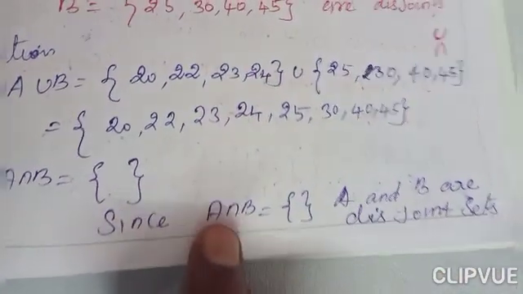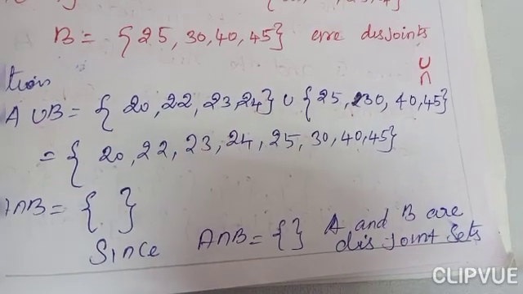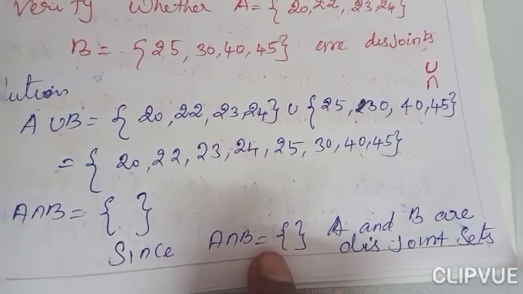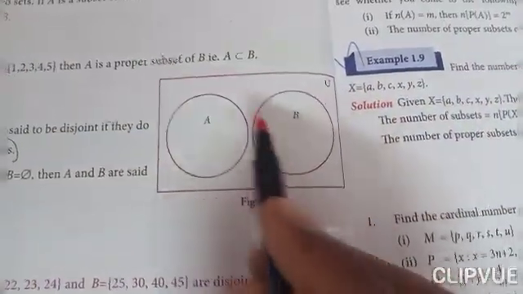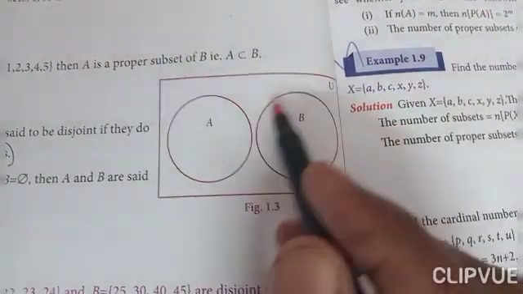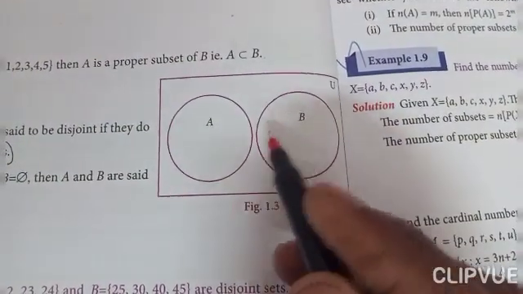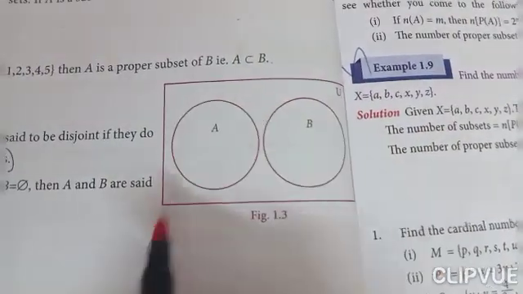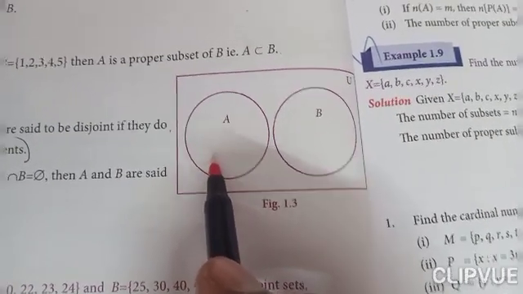That means whenever you get A intersection B equals the null set, you can write that A and B are disjoint sets. A very, very important concept. The Venn diagram is shown here in the text. The first circle represents set A and the second circle represents set B. There is no common element. Suppose these two sets were overlapping one another, it would mean the two sets have common elements. Here they are not touching one another. That's why this is the diagrammatic representation for disjoint sets.